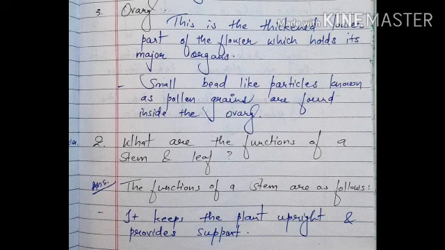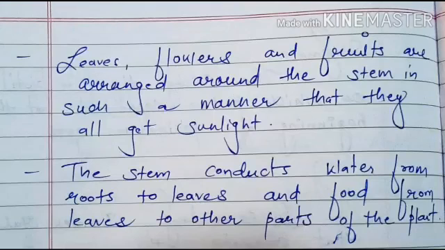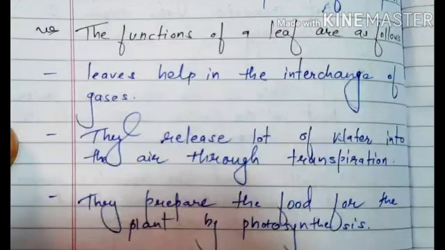First is it keeps the plant upright and provides support. Leaves, flowers and fruits are arranged around the stem in such a manner that they all get sunlight. Third point is the stem conducts water from root to leaves and food from leaves to the other parts of the plant. The functions of a leaf are as follows.